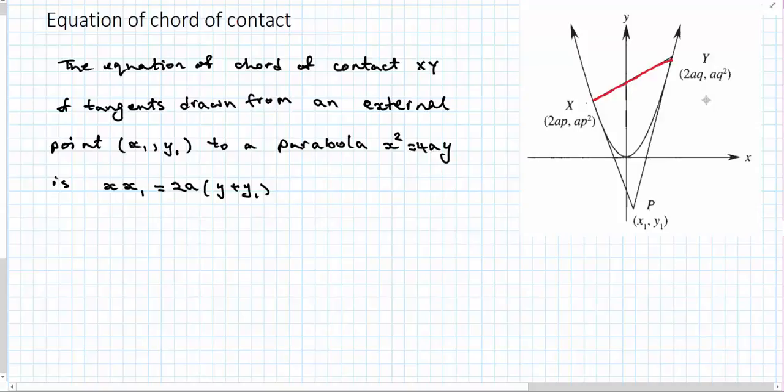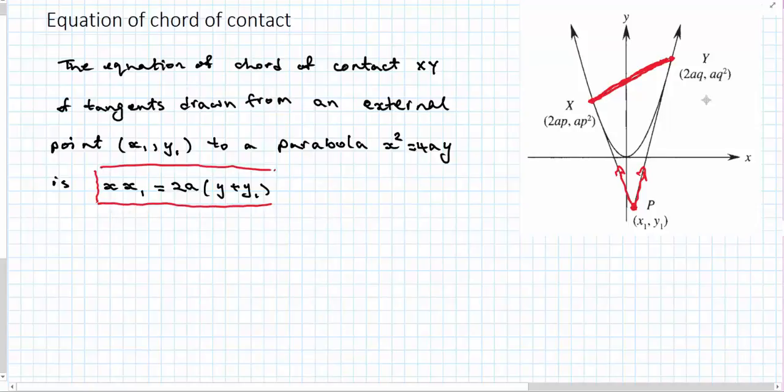XY of tangents drawn from an external point. So here's my external point, point P, and it has coordinates x1, y1, to a parabola x squared equals 4ay is given by. So essentially what this property is saying is, even though it's written sort of back to front, we are picking a point that's external to the parabola, sitting outside the parabola. We are drawing two tangents to the parabola from this point. Where the two tangents touch the parabola, we are going to join to form a chord. And the equation of that chord is given by this.